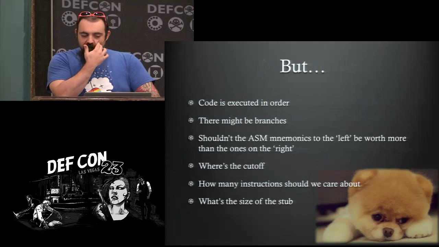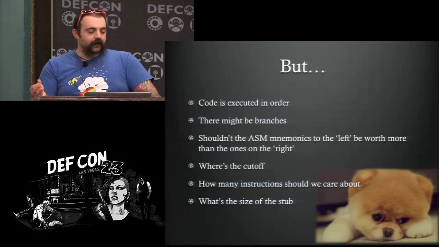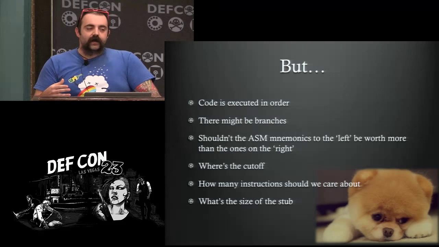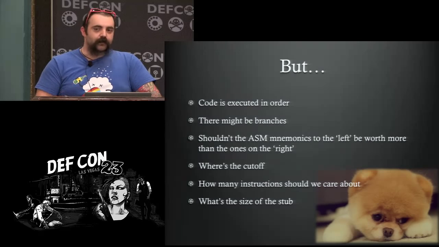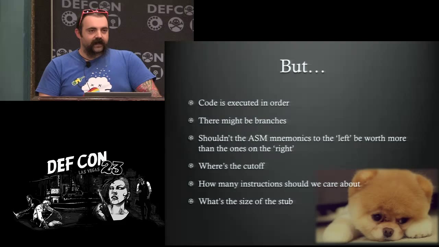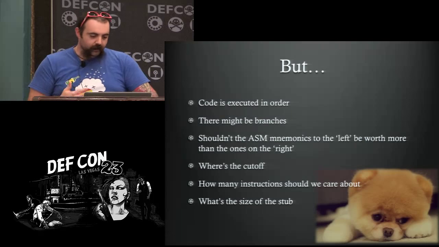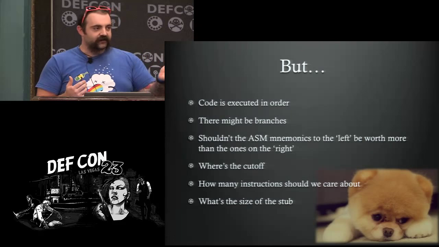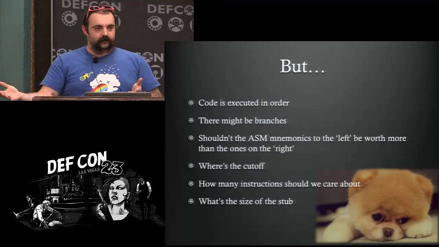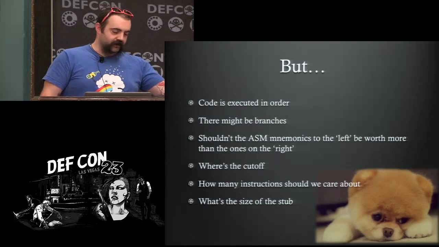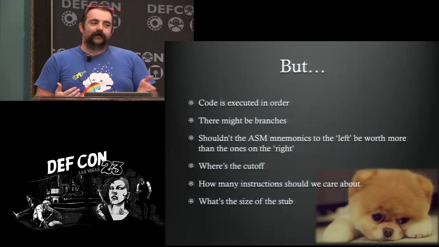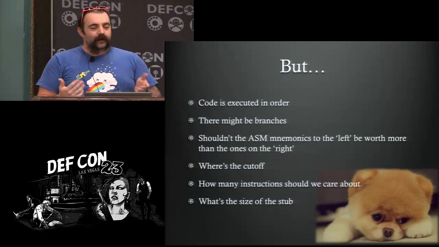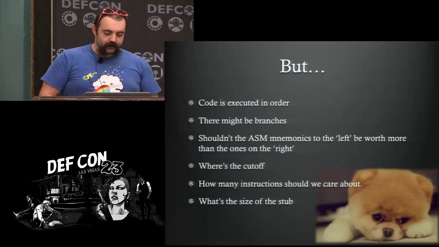So kind of what we were talking about before: code is executed in order. There may be branches. I really didn't want to build any type of flow graph or any of that kind of stuff. I wanted to keep it simple, understandable, and efficient. So in theory, the assumption I worked with was that the assembly mnemonics to the left should matter more than the assembly mnemonics on the right, because it will execute starting on the left, and it will finish somewhere off the right. And if there's a jump in there, maybe I want to care about it, but I don't really want to care about the stuff after as much as the fact that there was the jump.